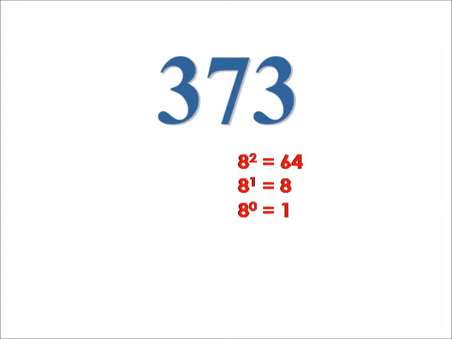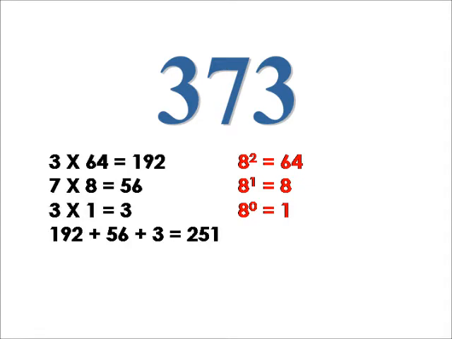So we go ahead and we see 8 squared is 64, 8 to the first is 8, 8 to the 0 is 1, and then we are going to multiply. 3 times 64, which is 8 squared, is 192. 7 times 8 is 56, and 3 times 1 is 3. Then we will add it up, and we will have our decimal number.